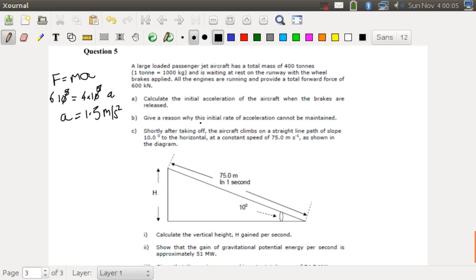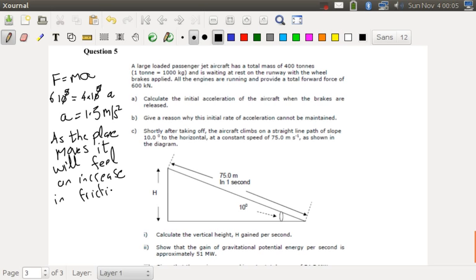Give a reason why this initial rate of acceleration cannot be maintained. Because as the plane moves, it will feel an increase in friction, air friction in particular, therefore reducing the net force.